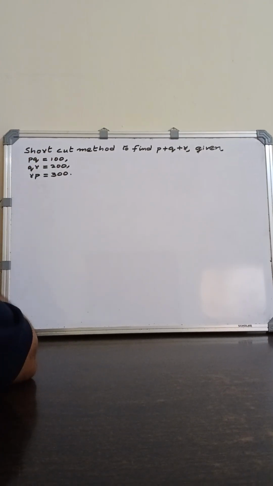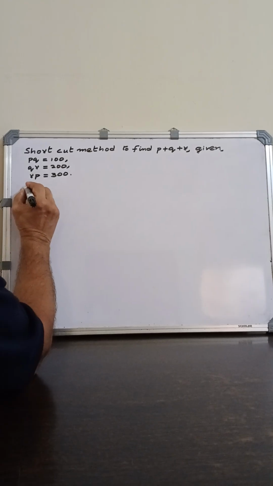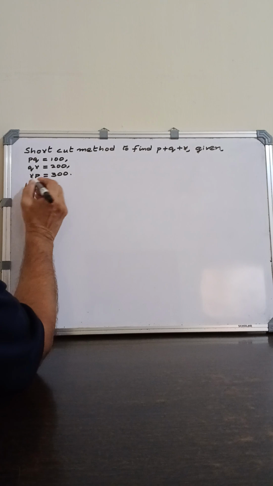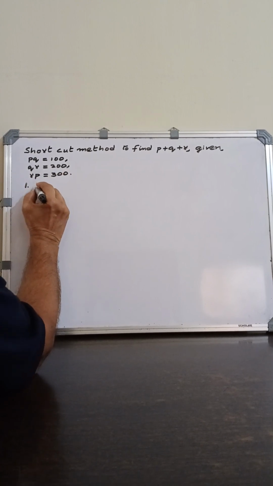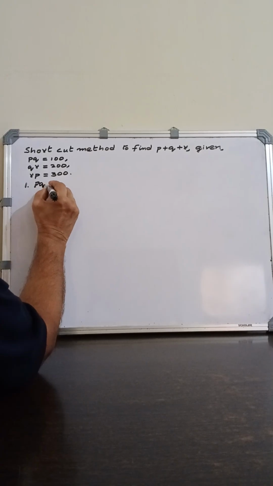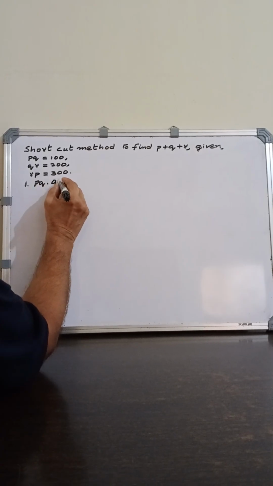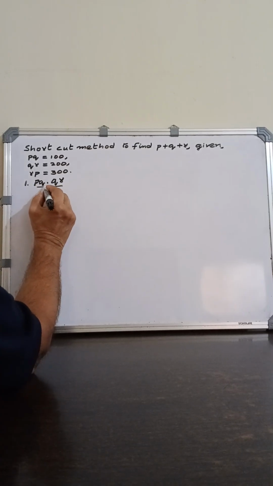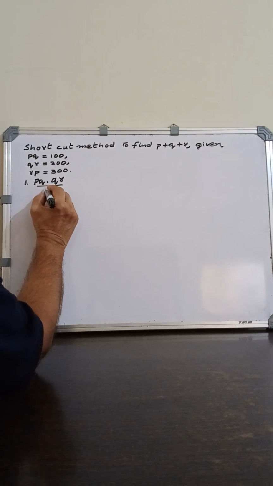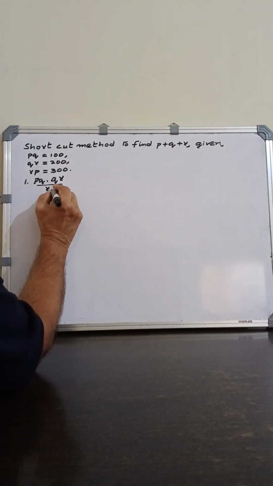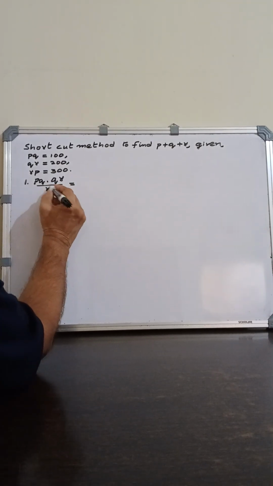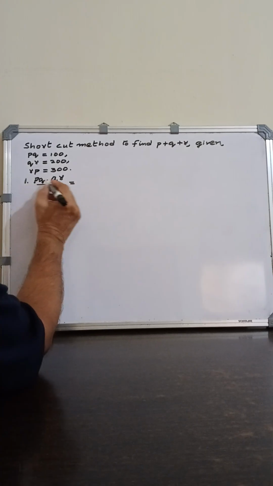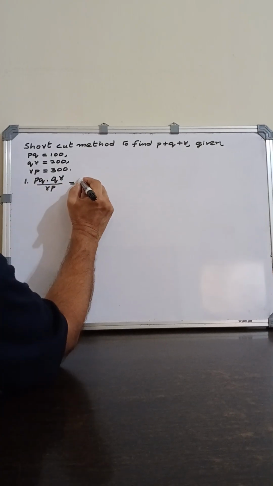Here I am taking the first result as pq into qr by rp equals r, and r cut, p and p cut. Therefore, we will get q squared.